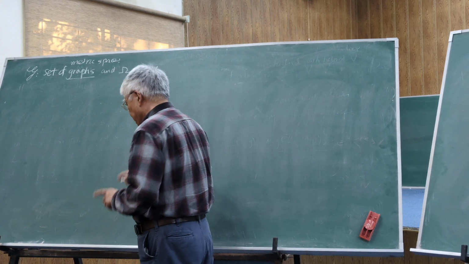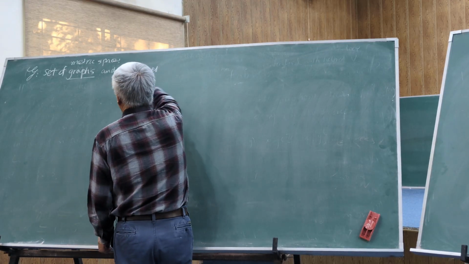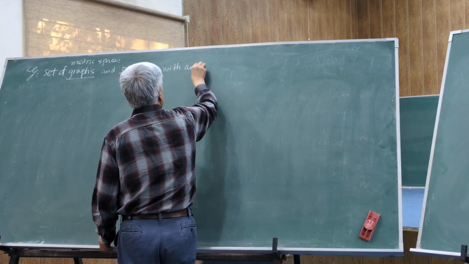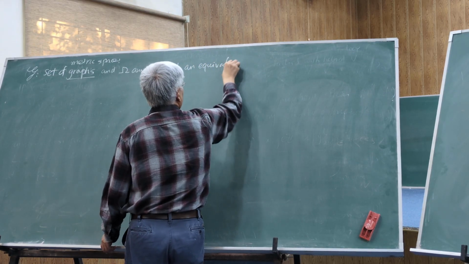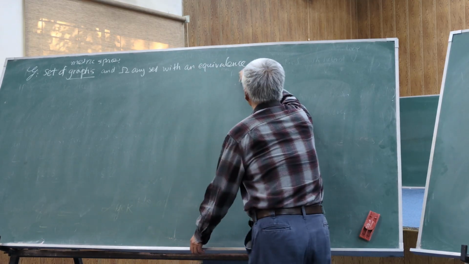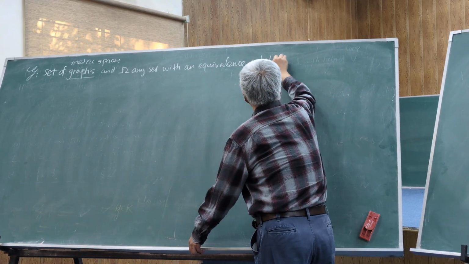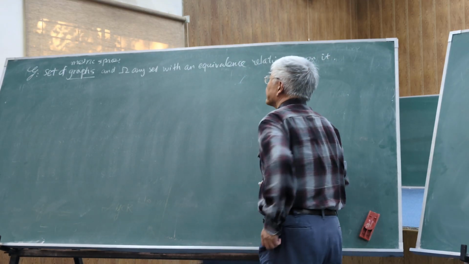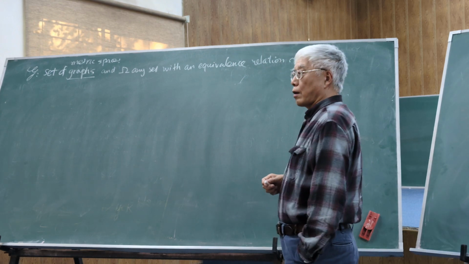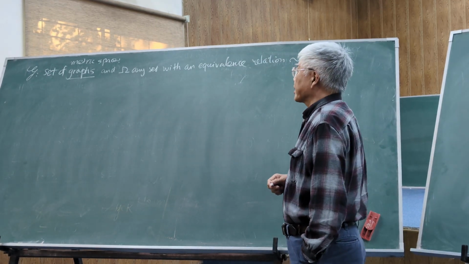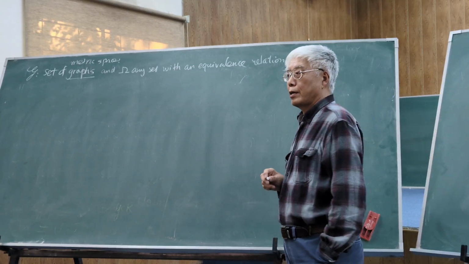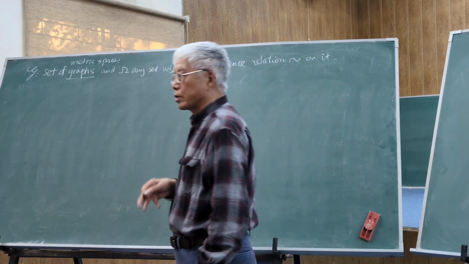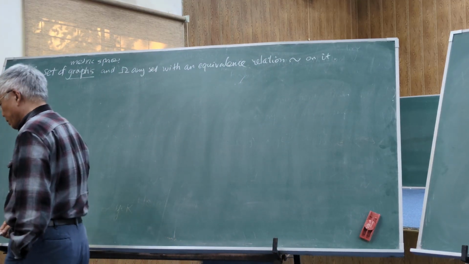I'm going to define the weaker version first, and then we go to the stronger version. So the set of graphs, and then any set with an equivalence relation on it. What is a graph invariant? A graph invariant is a mapping from G to omega, so that isomorphic graphs have images equivalent to each other. This is the weaker version of the most general definition of graph invariant.